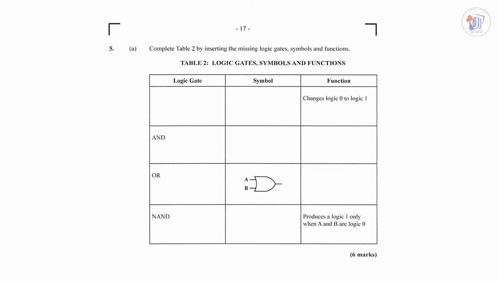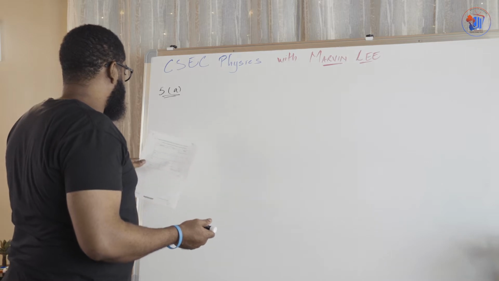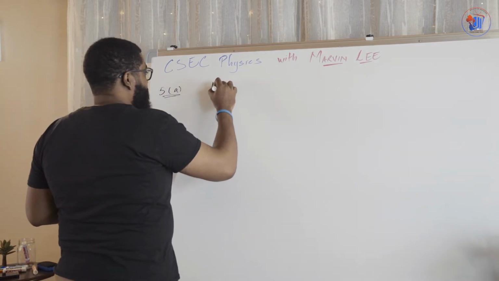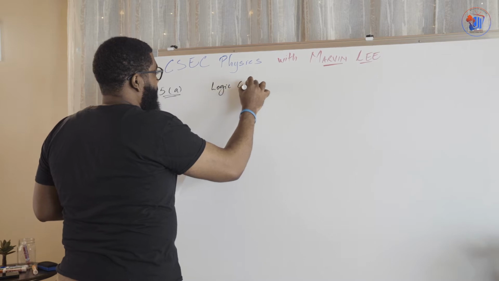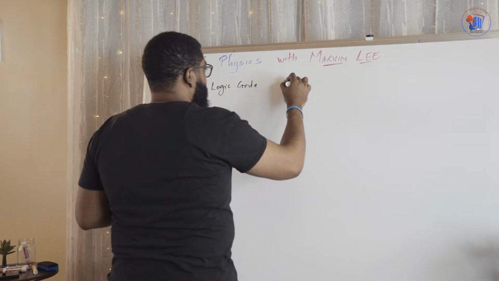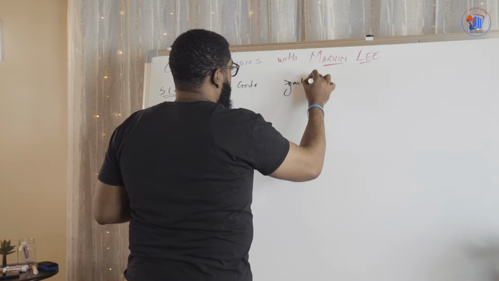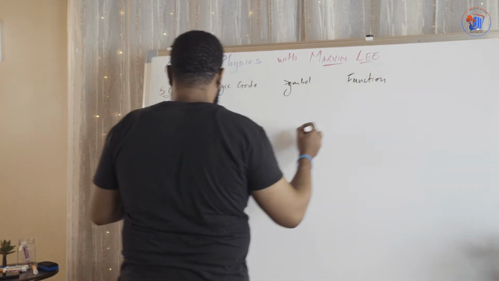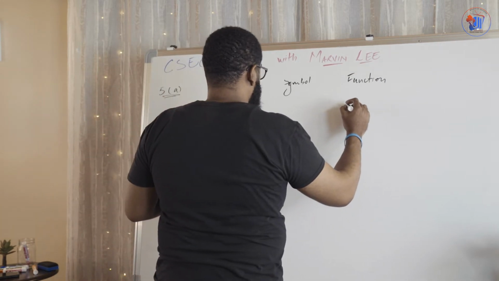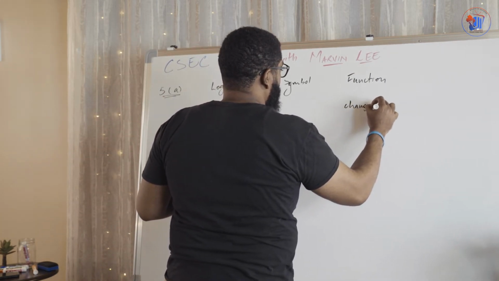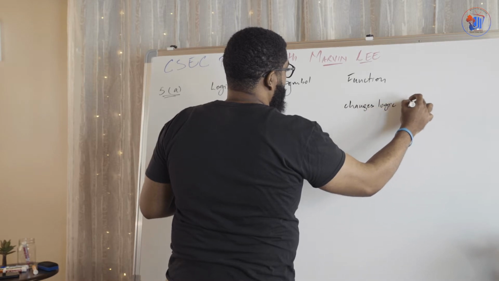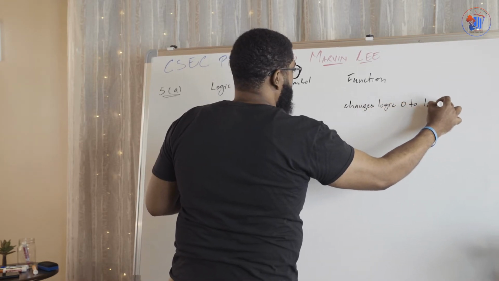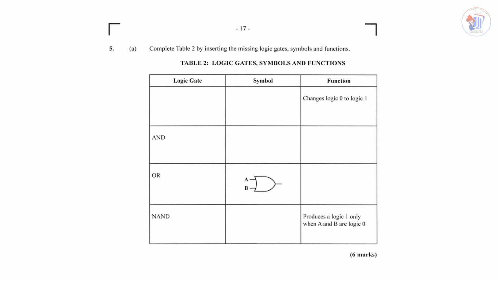Gates, symbols, and functions. So it's 3 columns, 4 rows. The first column is logic gate. The next column is symbol. And the final column is function. And here all we have is "changes logic 0 to logic 1." This is our first row.